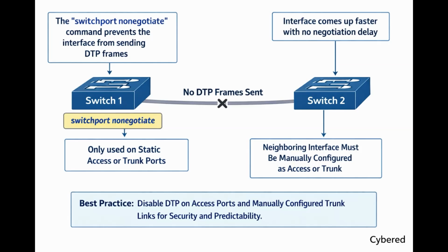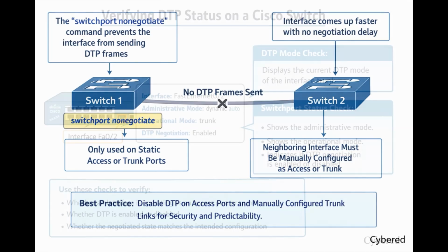The key points: the interface comes up faster, it can be used only on statically configured access or trunk ports, and the neighboring interface must be manually configured to match.